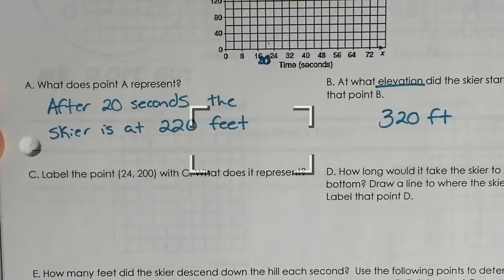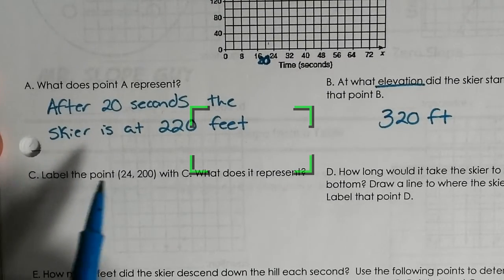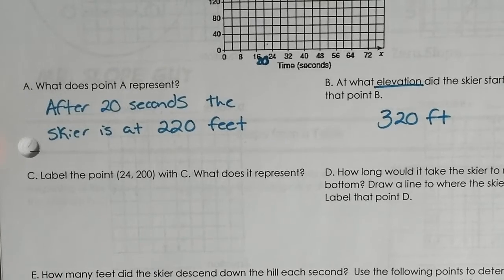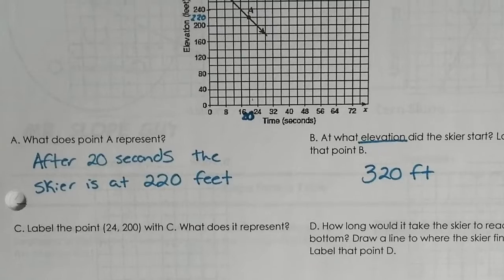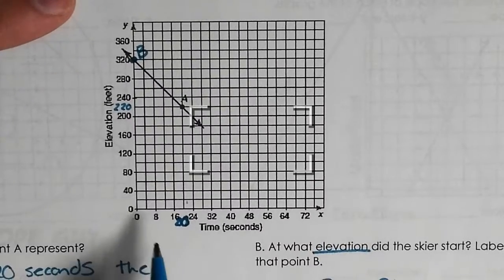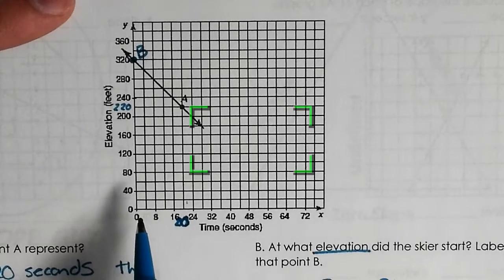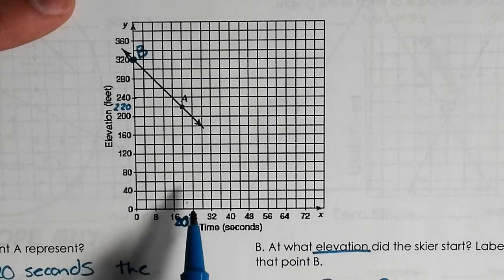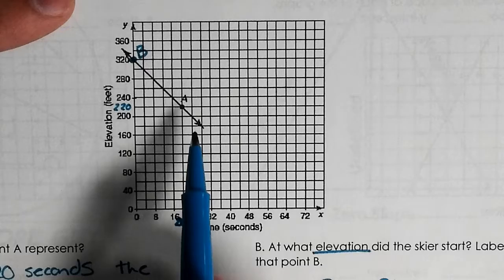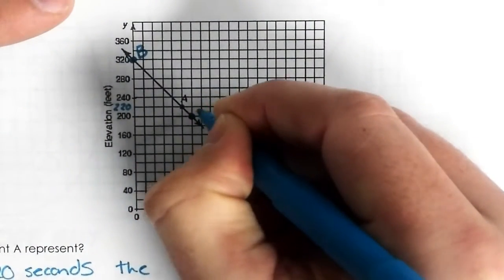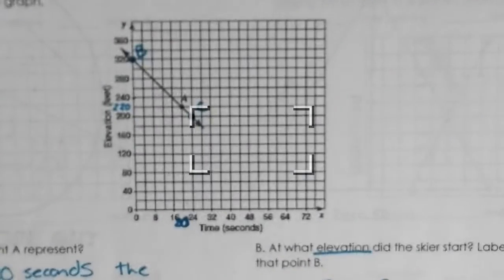All right, let's take a look at C here. It says, label the point 24, 200 with C. And what does it represent? So let's go to 24, 200. Try to label that. We'll go to our graph here. How would I label that? What do I go to first, Nigel? If I go to 24, 200, what do I go to? Go to 24. Good. And then go to where? Go up to 200. So I go all the way up to 200, which is right there, correct? So I'm going to go ahead and label that as point C.